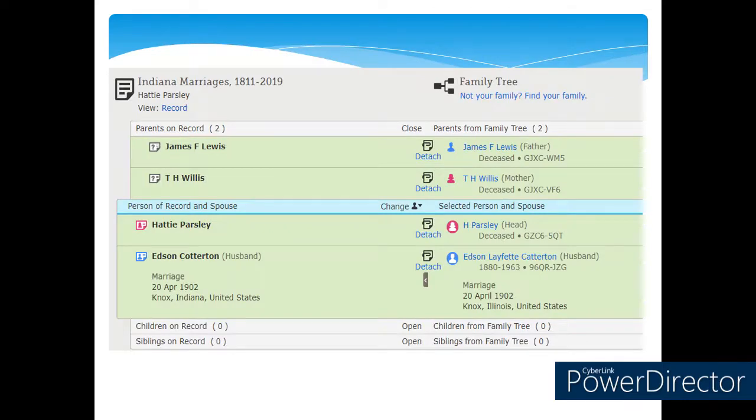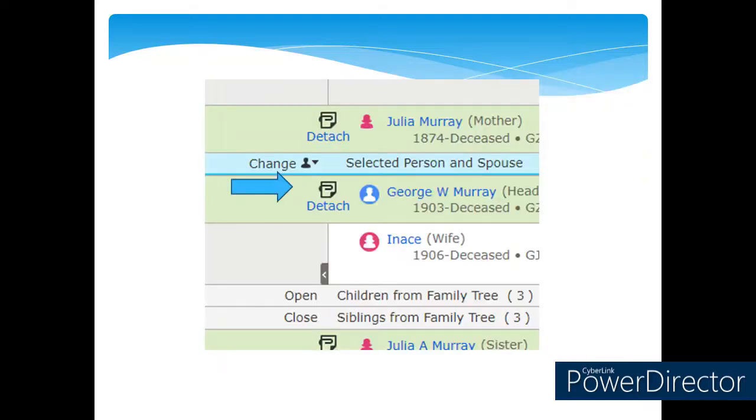The color green in a row indicates that this individual in the record has already been attached to someone in Family Tree. If the green row covers both columns, then it is connected to the correct ID in Family Tree. If the green row covers only the left side of the comparison chart, it indicates this person has been connected to a different ID in Family Tree. Hovering over the detach command brings up the ID of the person that the record is attached to.